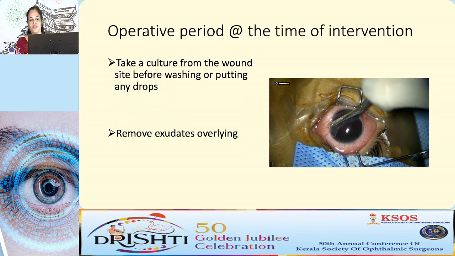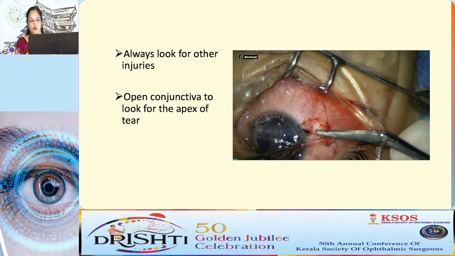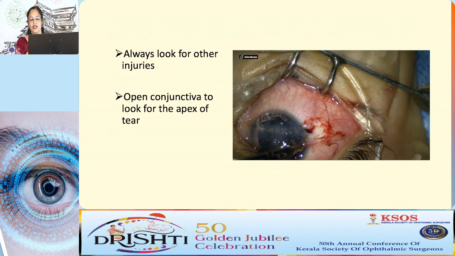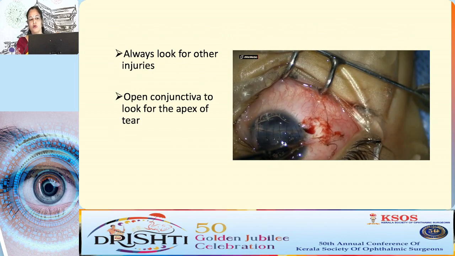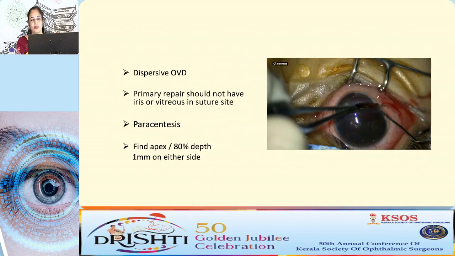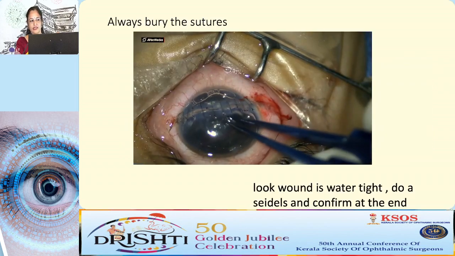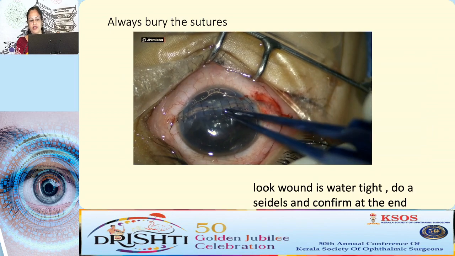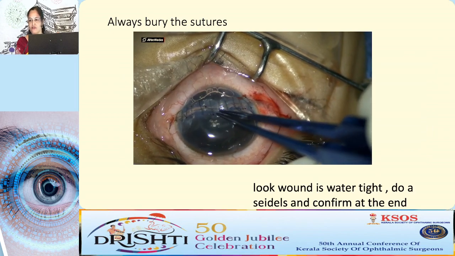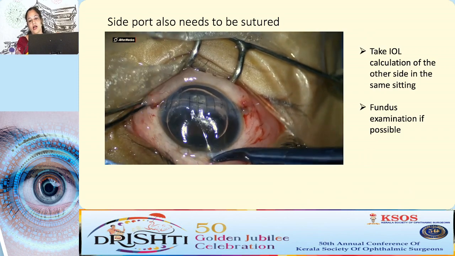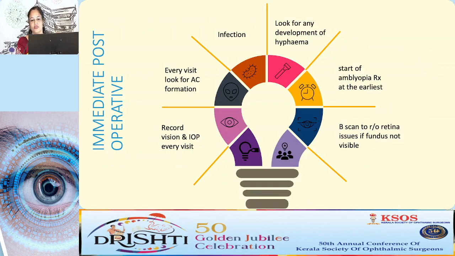You have to take a culture from the wound site, remove the exudates overlying it. Always look for other injuries. You may miss out all these, okay? So open the conjunctiva in the corresponding area and look for the tear. And use a lot of viscoelastic and see that the iris is not adherent to the site of your wound. And if at all possible, do a paracentesis and from that site release the iris. Always bury the suture. Do not leave anything unburied. At the end of it, do a Seidel's and confirm that it is tight. And if possible, take an IOL calculation, do a fundus examination also, okay?